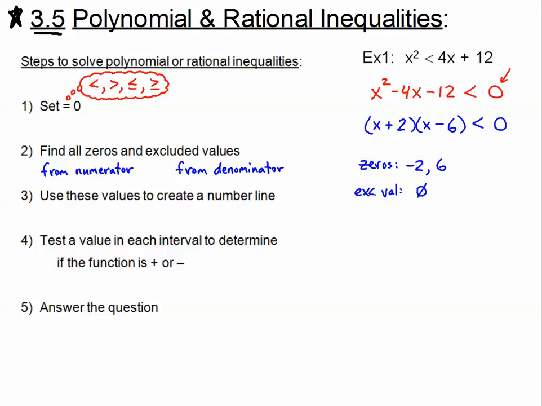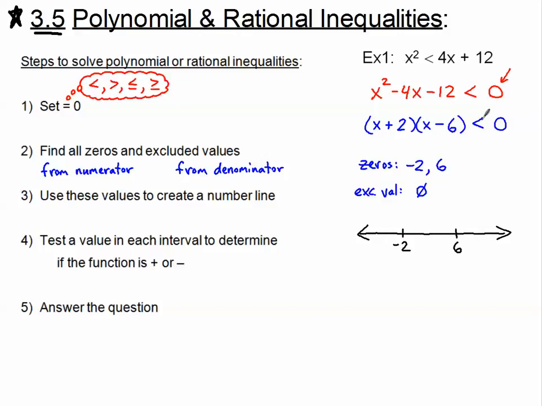Step 3, use these values that we just found to create a number line. So I'm going to just draw a number line. It's really just a picture to help us find all of the answers to this inequality. I'm going to put the negative 2 and the 6 on my number line. Negative 2, of course, would be on the left side. 6 would be on the right side. I really don't want you to go crazy and put all the other numbers on the number line. Really, we just need these 2 numbers.